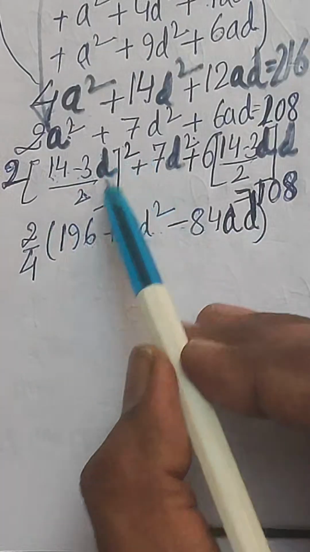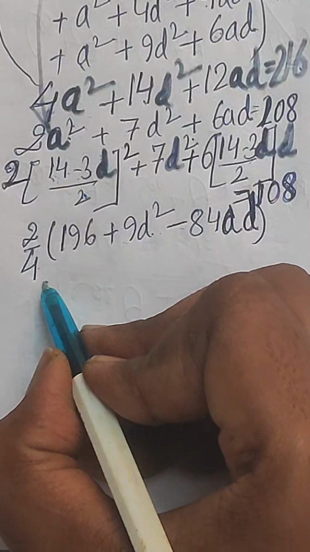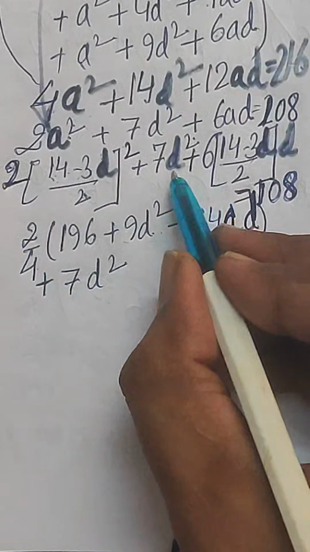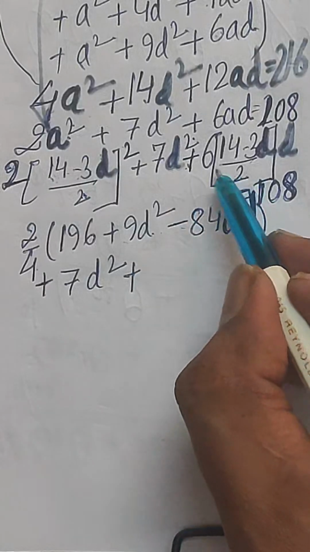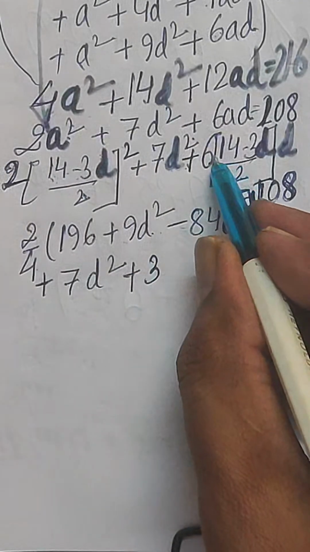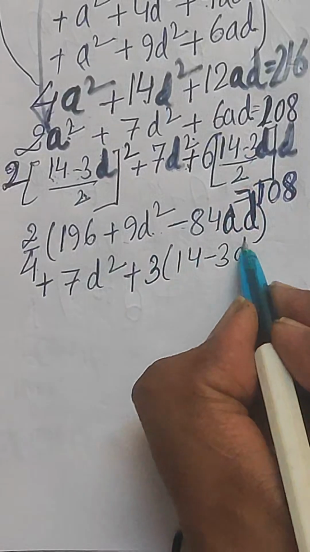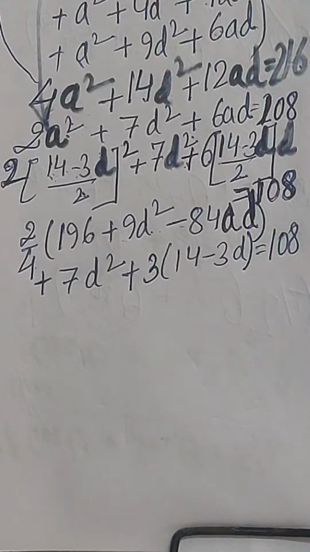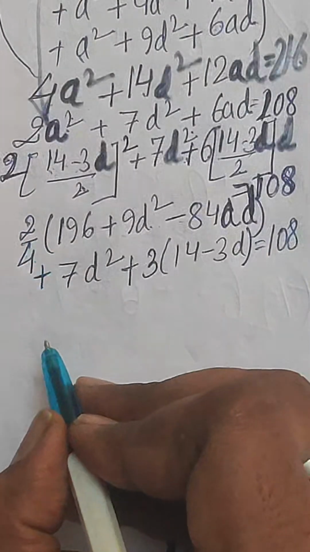And this 2 square is taken as common outside in the denominator, plus 7d square, this one, plus here you can see 2 will divide this 6 in 3 times, so you can write 3 into (14 minus 3d) times d. All this will add up to give you 108 on the RHS. So this can be further simplified as 2 by 4 is 1 by 2.